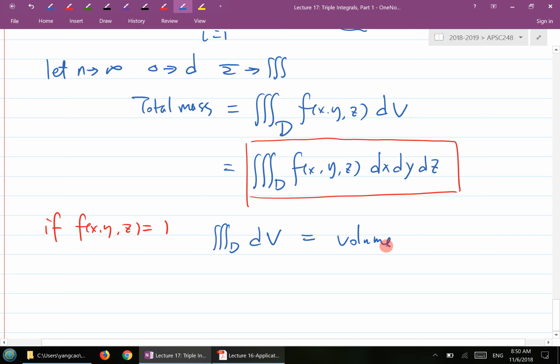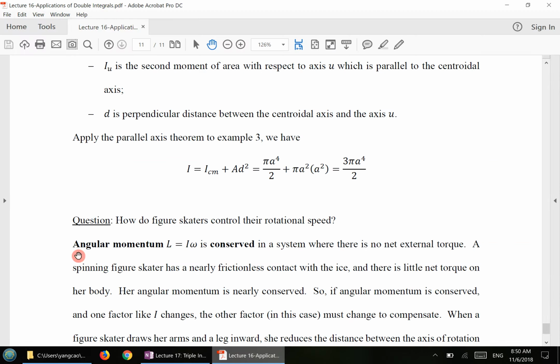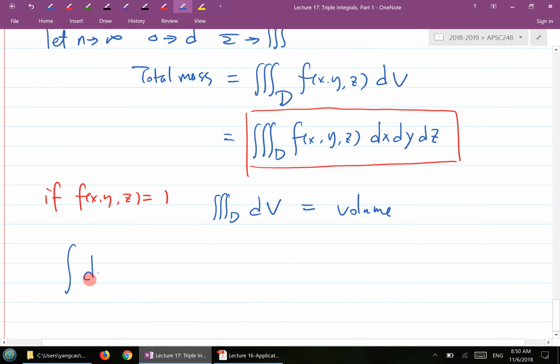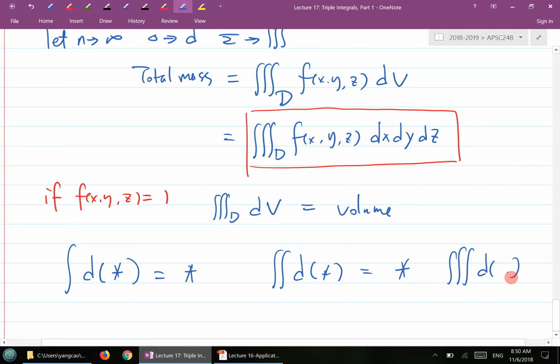Okay, excellent. So integral, if you learned in single variable, integration d anything equals that anything inside the bracket. Doesn't matter whether you have a triple integral or double integral. The same idea applies.